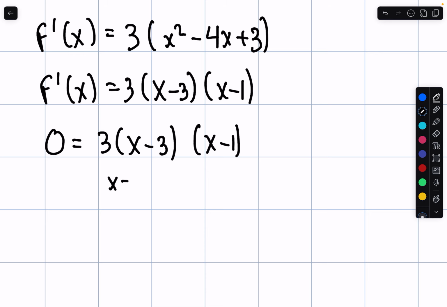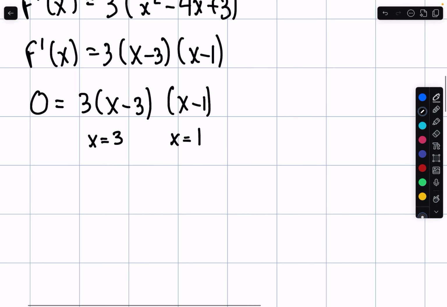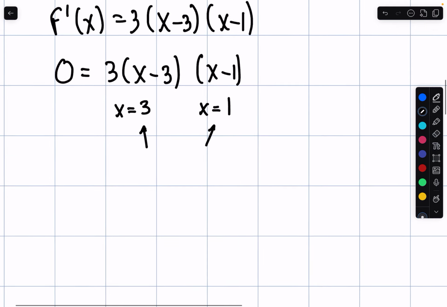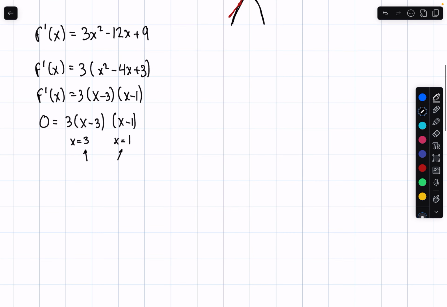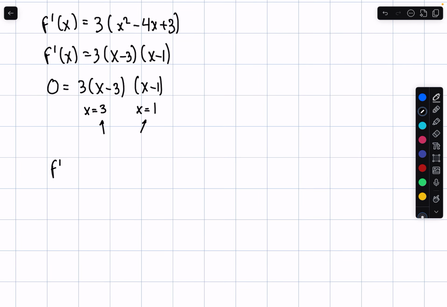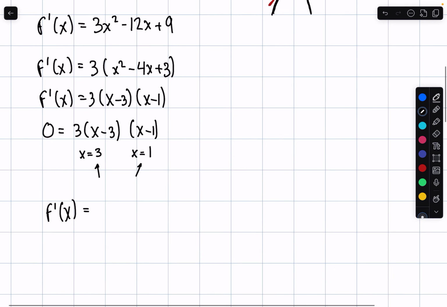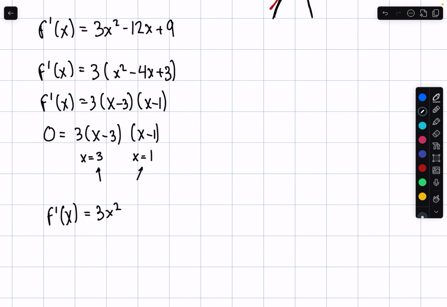We can quickly solve for our x's. We get x equals 3 and x equals 1. So these values of x tell us where our function is at a maximum or a minimum. So how do we know which is which? We can do this using the second derivative.